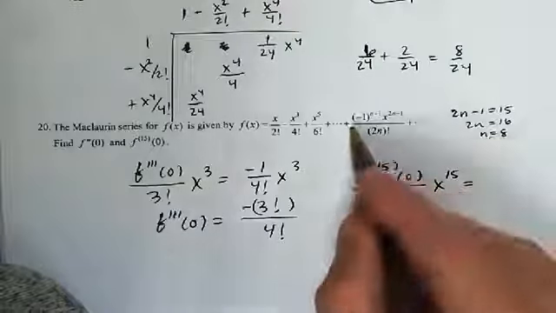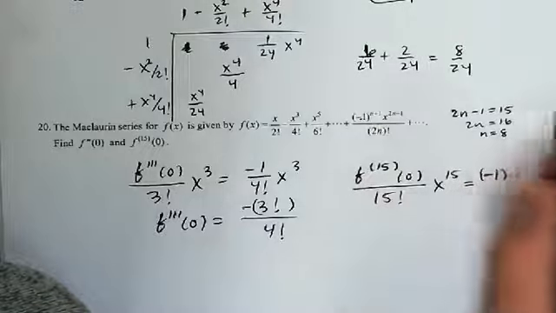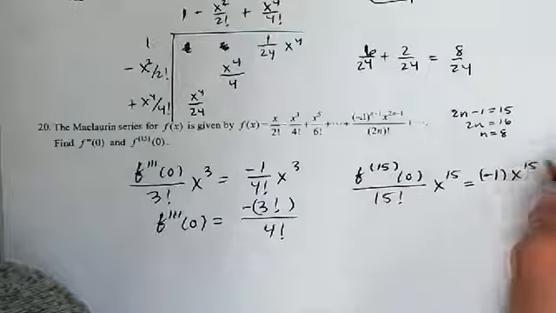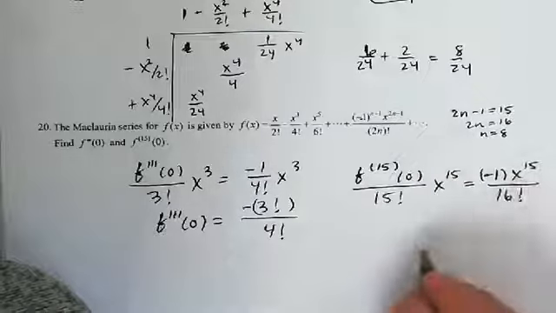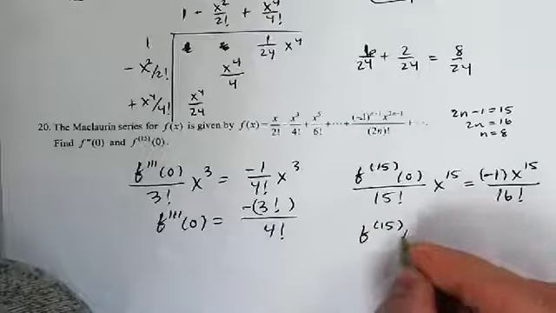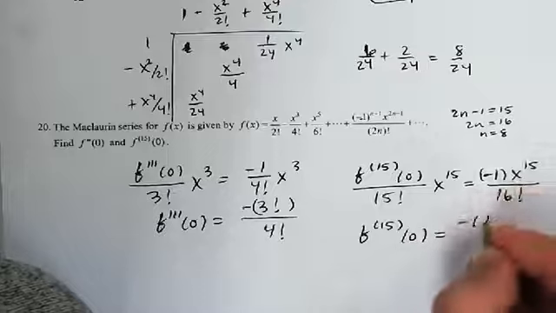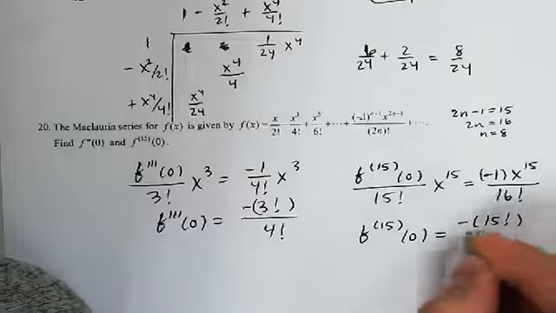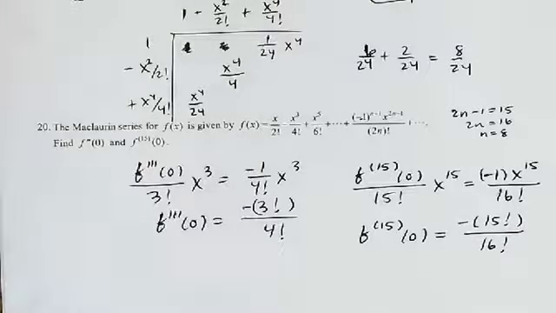So when I plug in n equals 8, I get negative 1 to the 9 is negative 1, multiplied by x to the 15, divided by 2n, which is 16 factorial. So what I'm going to conclude is that f's 15th derivative at 0, I'm going to multiply that across, and I'm going to say the negative of 15 factorial divided by 16 factorial. And that's all of it.